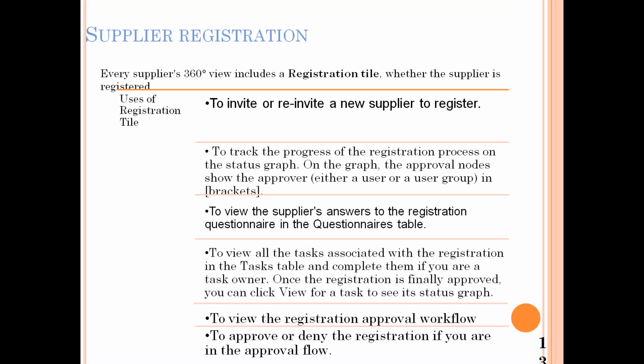So every supplier has a 360-degree view, which means the supplier request is done. To invite or re-invite a new supplier to register, we use the supplier registration process. That is how I have explained it. So we'll move to the next.